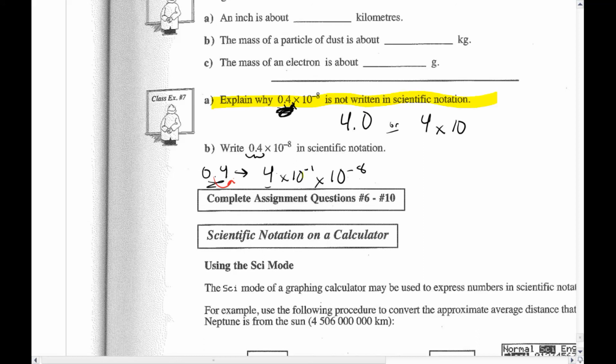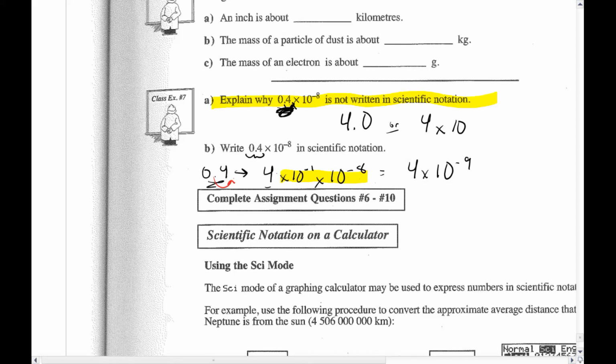So now that we've done that, we want to combine those. So it'll be 4 multiplied by 10. We're multiplying powers with the same base, so we're adding the exponents. Negative 1 plus negative 8. You owe $1, now you owe 8 more dollars, so you owe $9. 4 times 10 to the negative 9.